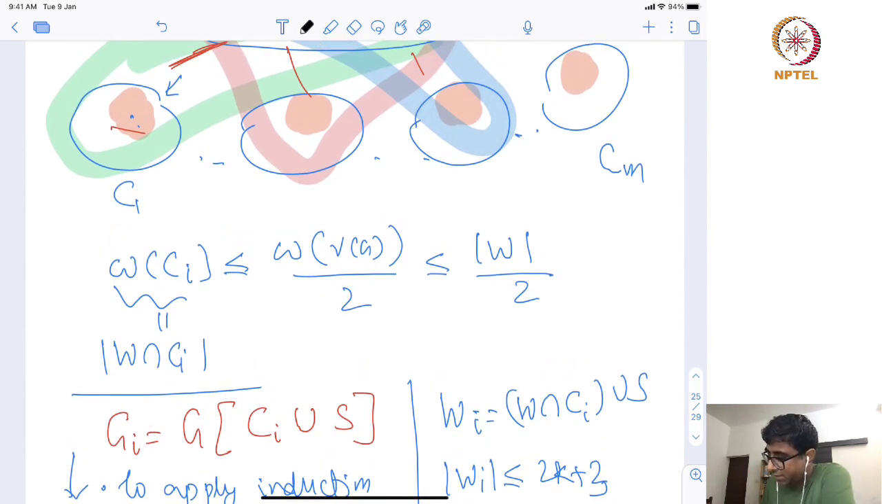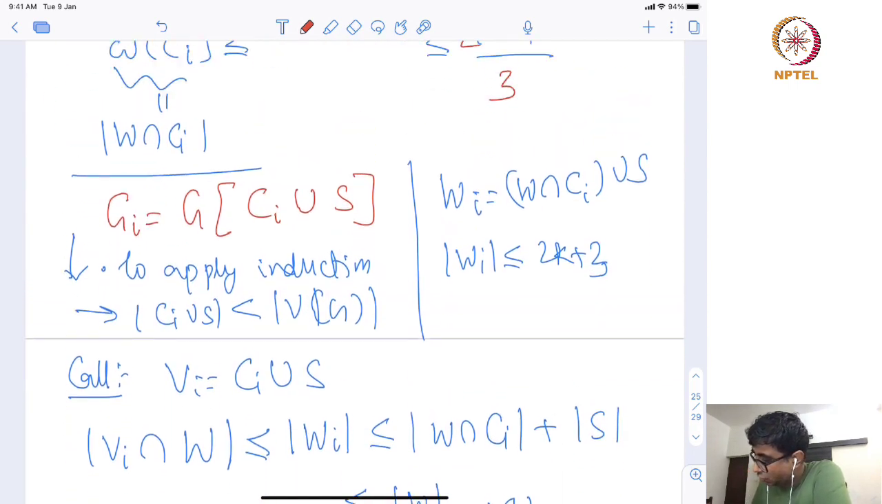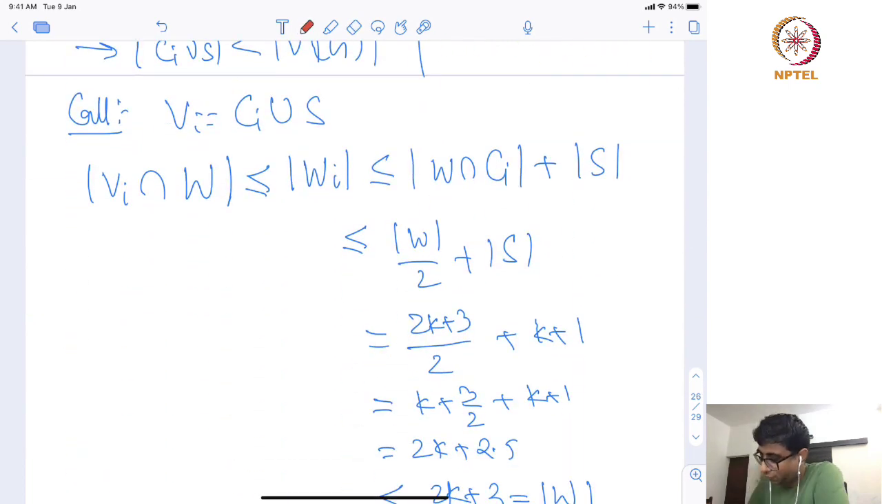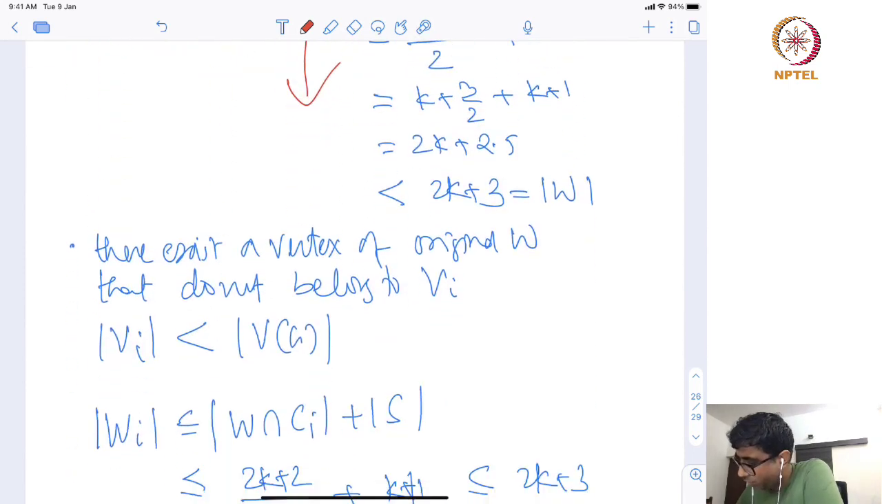I cannot say the weight of C is this, but now I can only say that this is 2/3. We cannot say more, because we are only guaranteed that this is what it is. And again we need to have the invariant, and that will happen. So if you just do the maths again with not half but 2/3, you will succeed and prove everything.